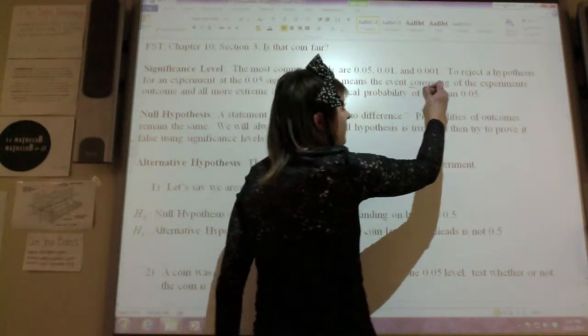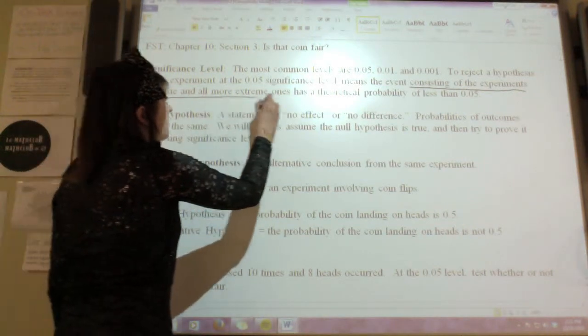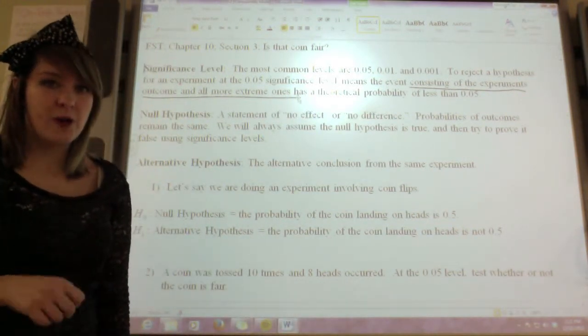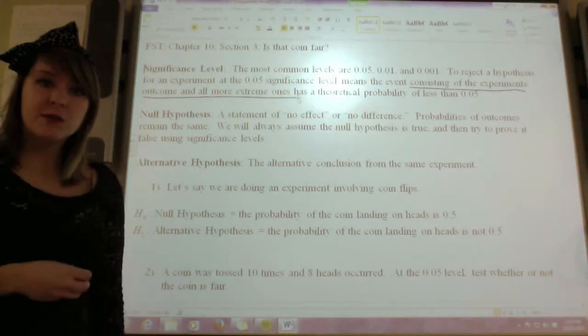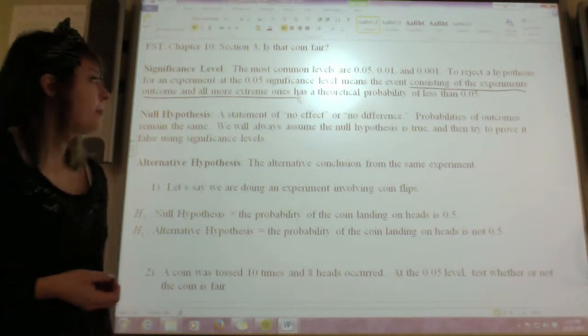So I just want to underline this here. Consisting of the experiment's outcome and all more extreme ones. So not only am I thinking about the actual outcome of the experiment, but I'm also calculating all the outcomes that are more extreme than what actually happened.